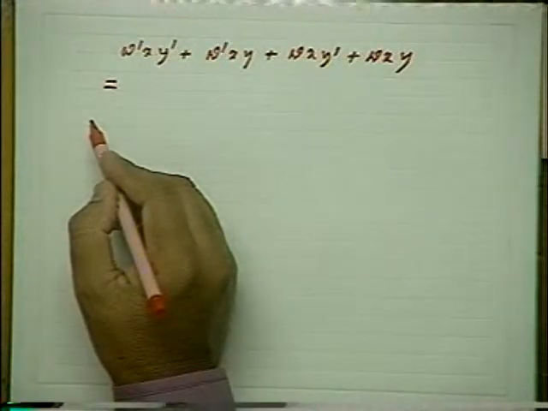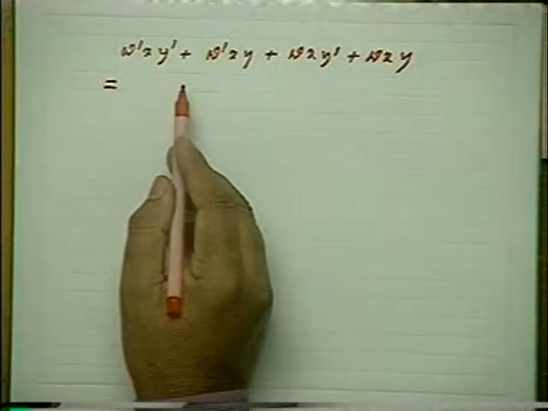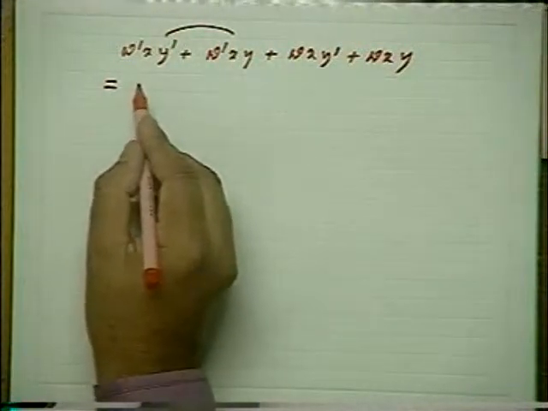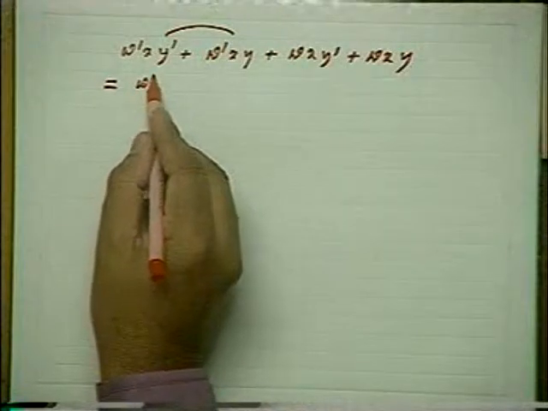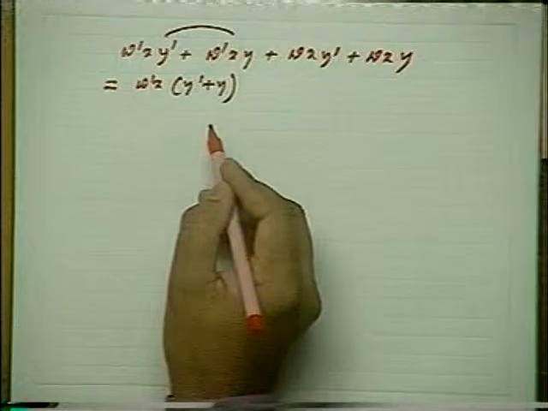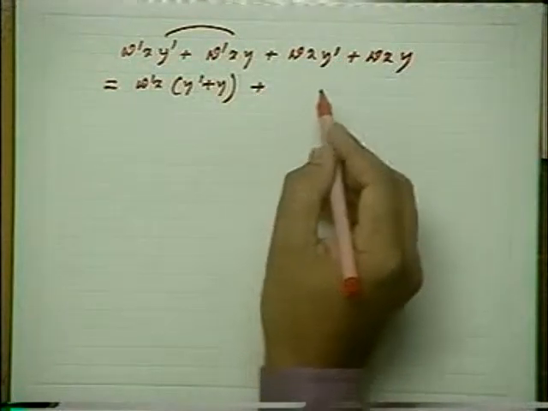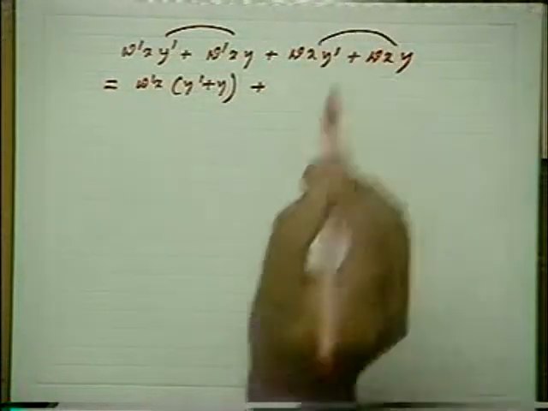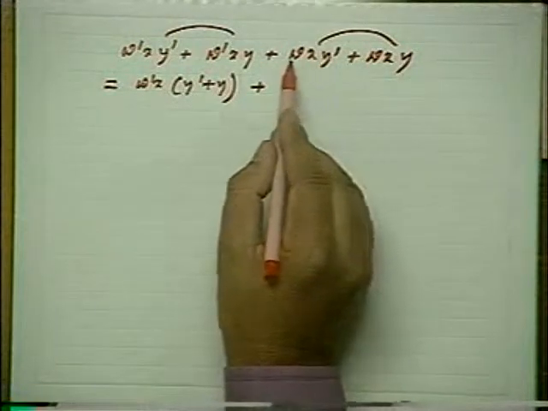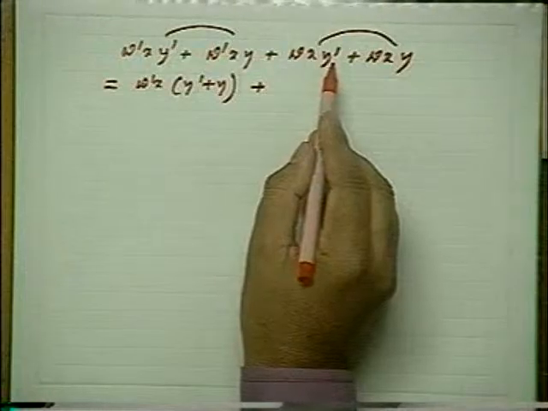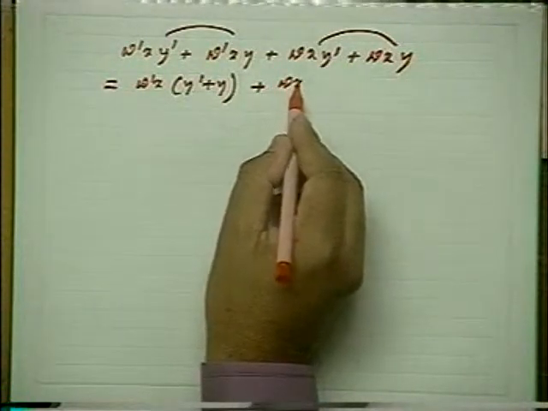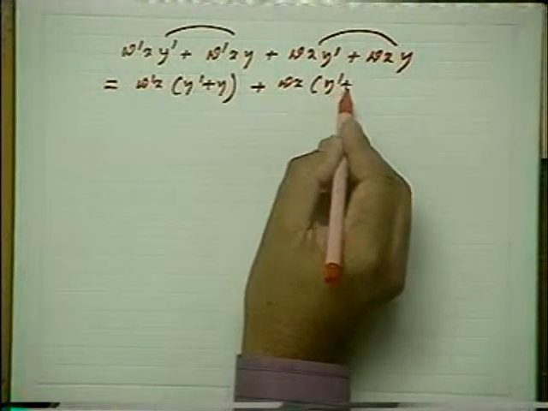One thing is that you can see that we can possibly combine these two, making w bar x into y bar plus y, and possibly we can combine these two, w x y bar and w x y, giving me w x once more into y bar plus y.